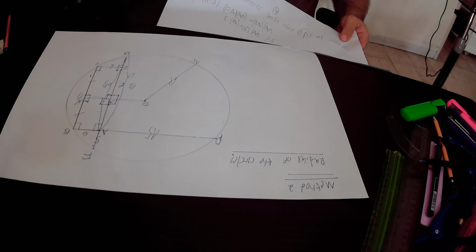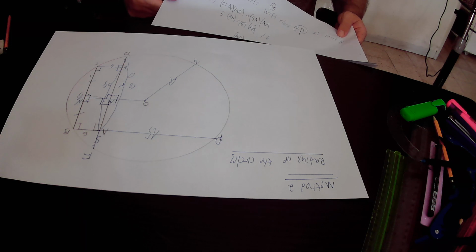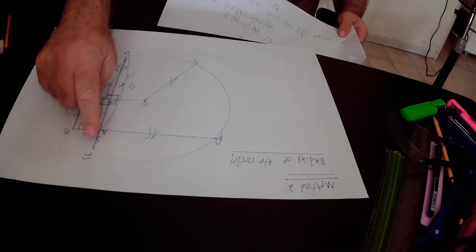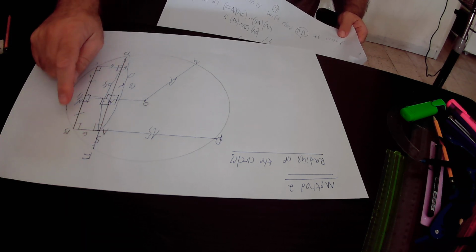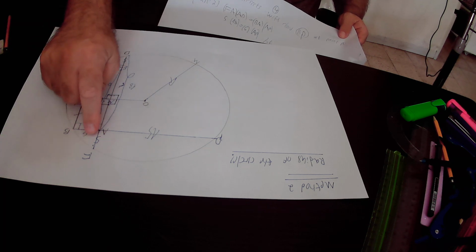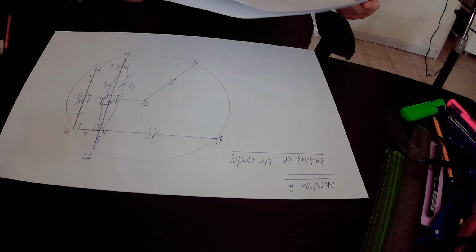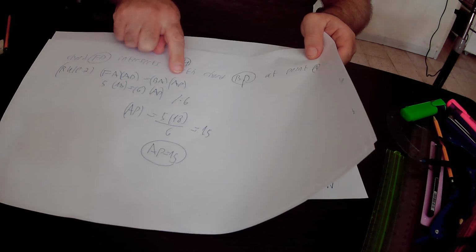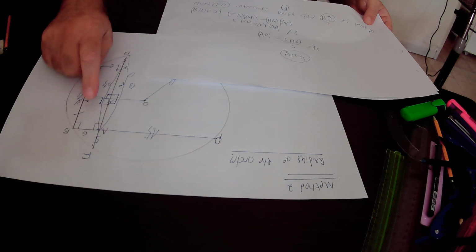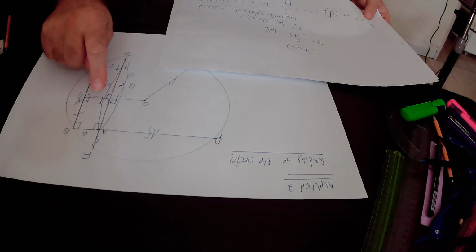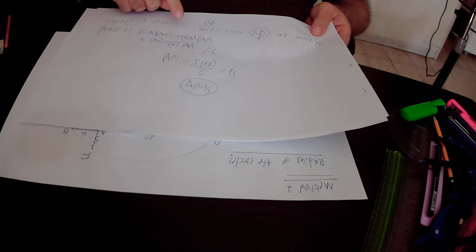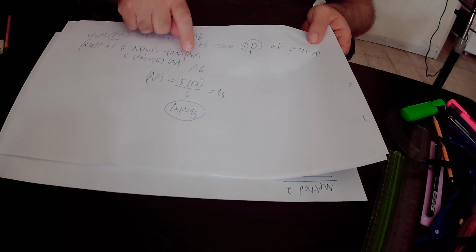Again, chord FD intersects with chord BP at point A, therefore FA times AD equals BA times AP. FA equals 5, AD equals 18, BA equals 6, and AP is the missing segment.